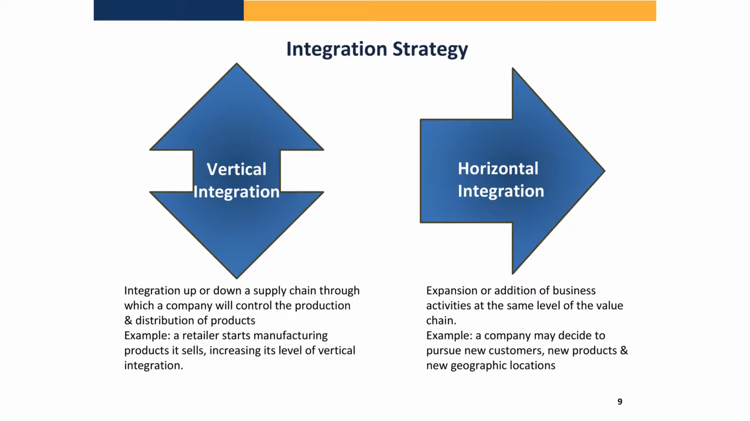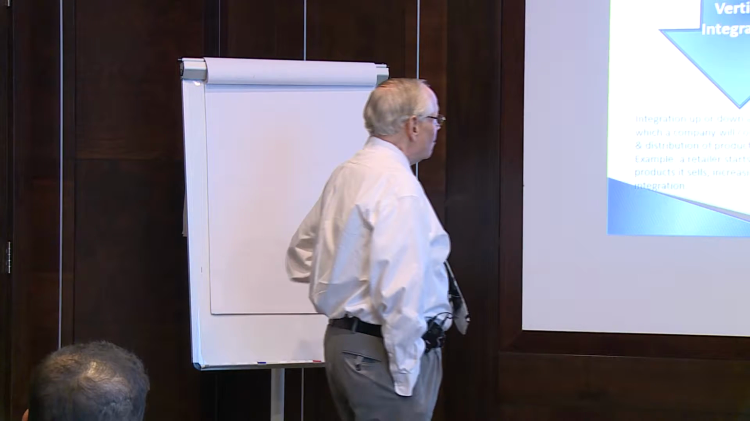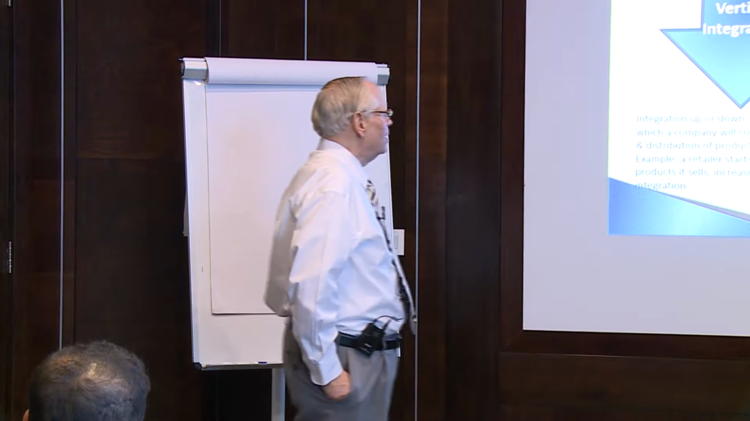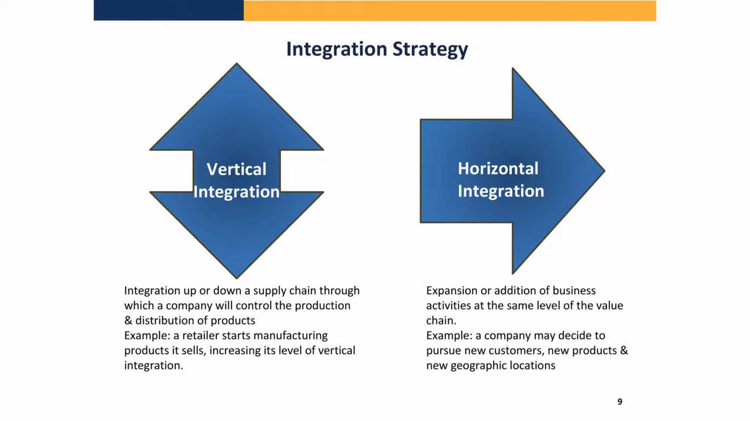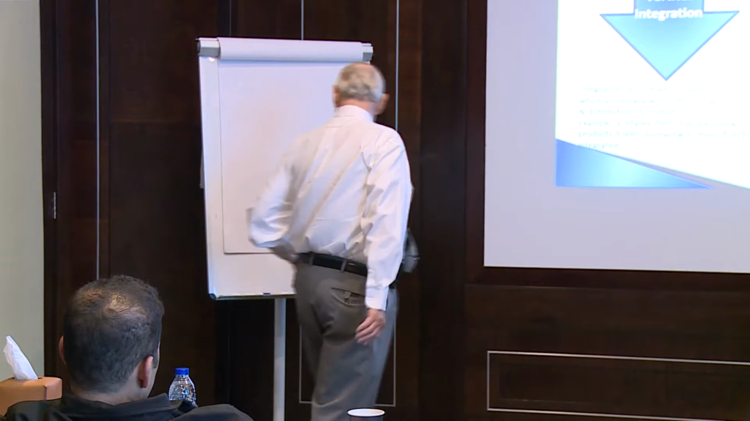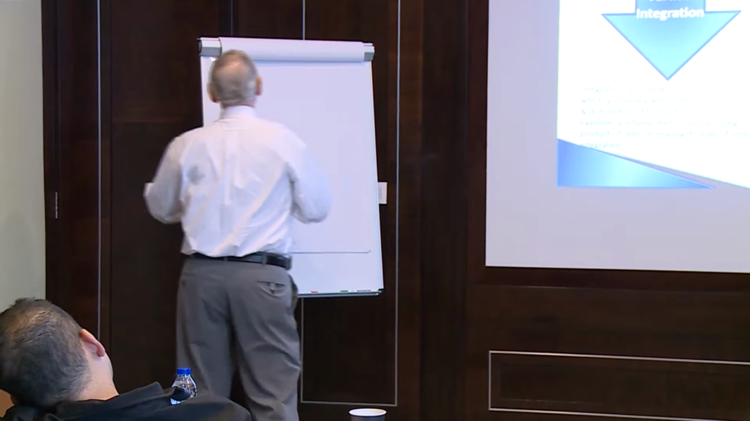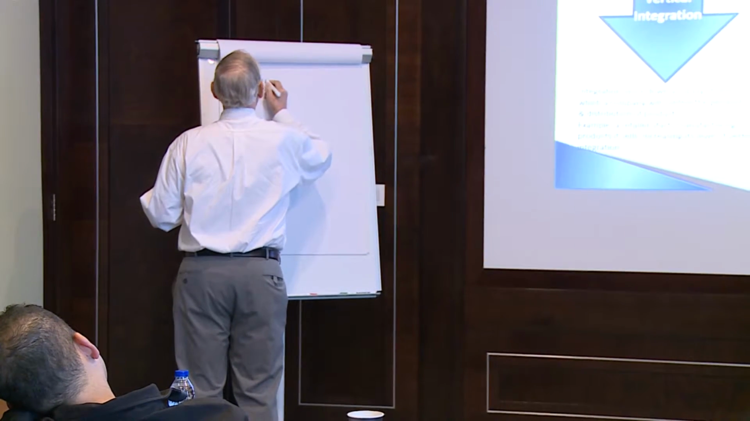Integration, we kind of were touching on this before. I said we'd get into it. You have vertical integration, you have horizontal integration. Vertical is integration up or down a supply chain through which a company will control the production and distribution of products. So an example, a retailer actually starts to manufacture products it sells, increasing its level of vertical integration. As an example, and the best example is Ford Motor Company.